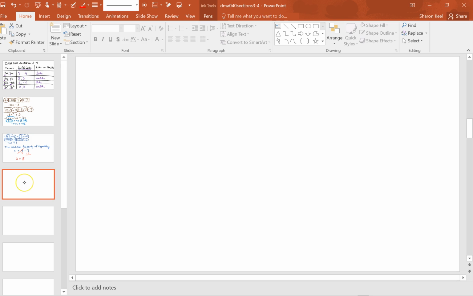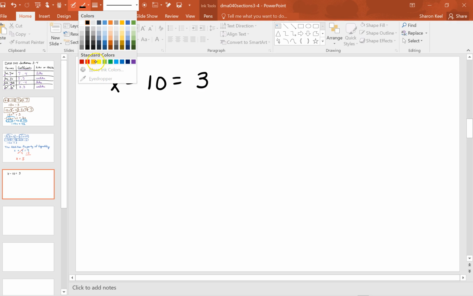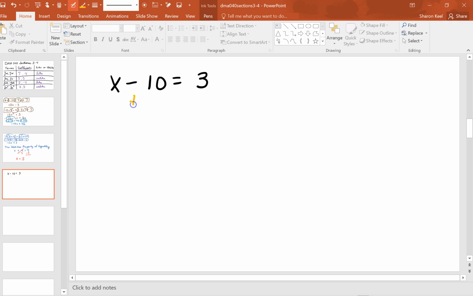Let's look at a few more examples of this. If I have, let's say, x minus 10 equals 3, I need to move my minus 10 to the other side of the equation. So the opposite of subtracting 10 is adding 10. And then I'm going to add 10 to the other side. Bring down my x, and 3 plus 10 gives me a solution of 13. So with the addition property of equality, we are going to do the opposite of either adding or subtracting when we move from one side of the equation to the other.